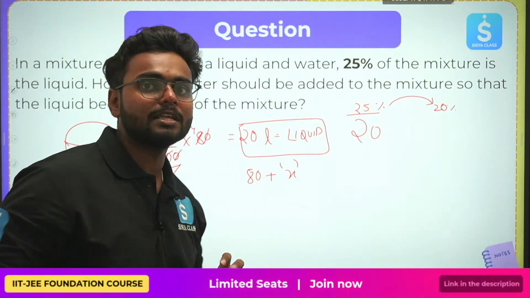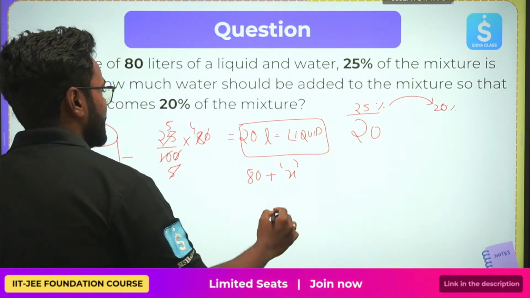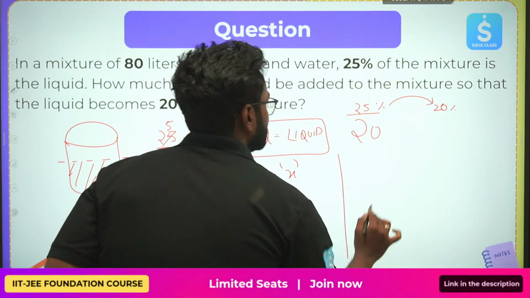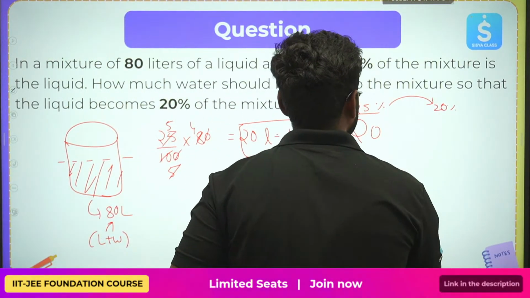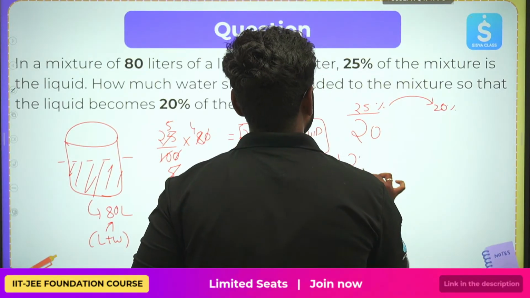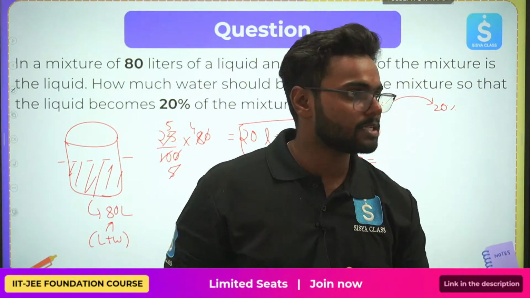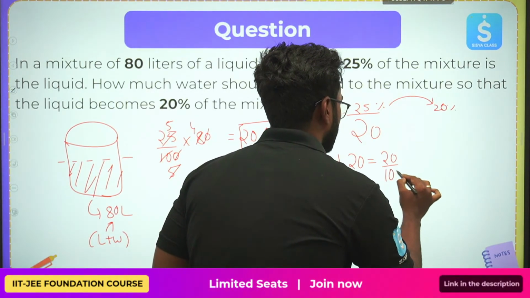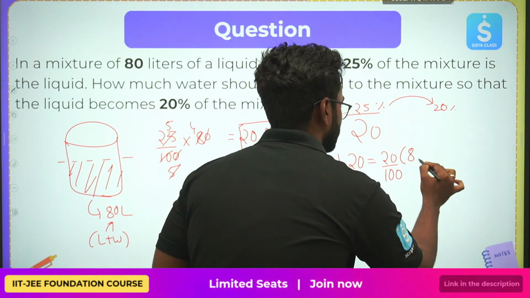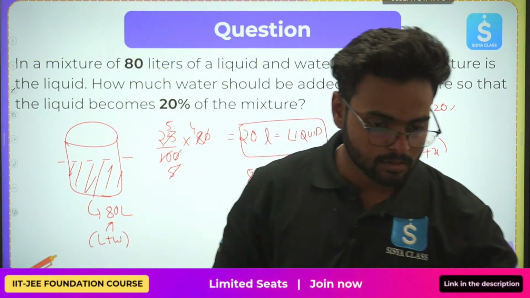The liquid amount is the same. We are not adding any liquid, we are just adding water. So we can write that 20 should be equal to 20%, so 20 upon 100 into (80 plus X). Right? Got this? Okay.